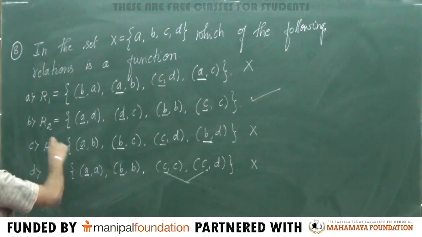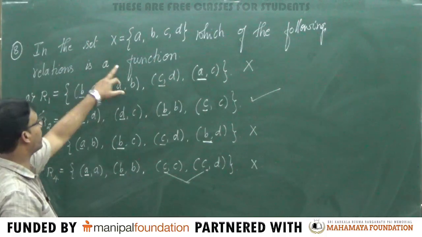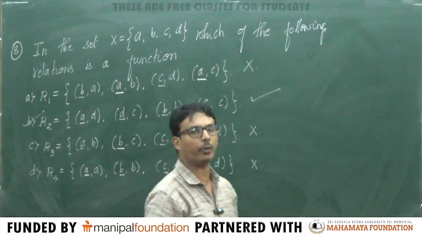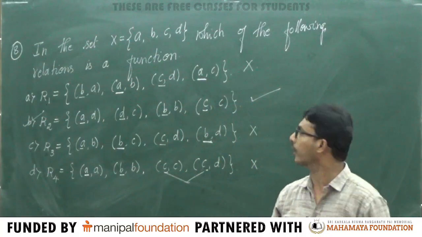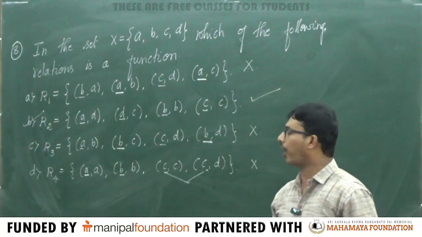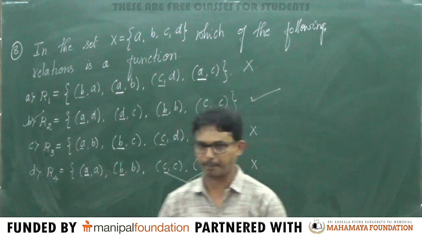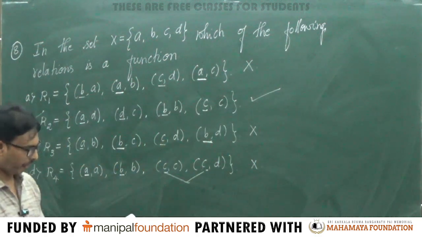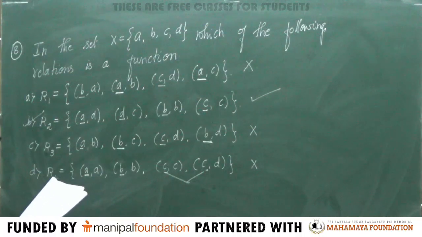So, in R2, each element of the domain set is associated with a unique element of the codomain set. Therefore, the second relation is a function. R1, R3, R4 are not functions. Next problem.